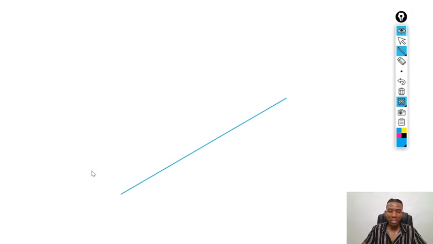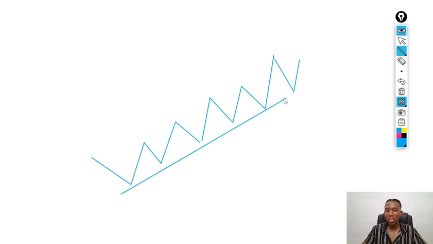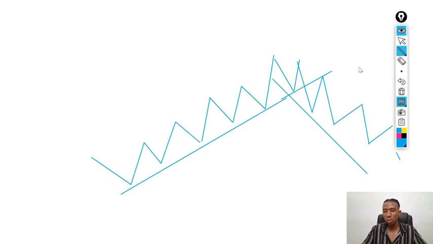So as long as the market is above this line here, we are looking at buying opportunities. But the moment it breaks over and comes to retest, we are now running into a selling opportunity.